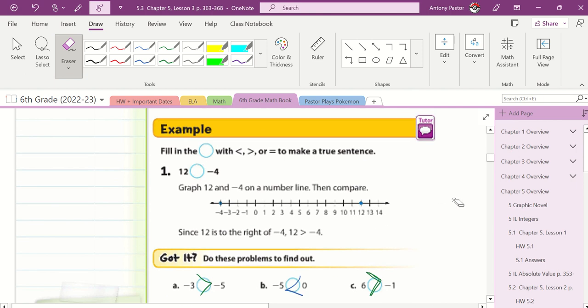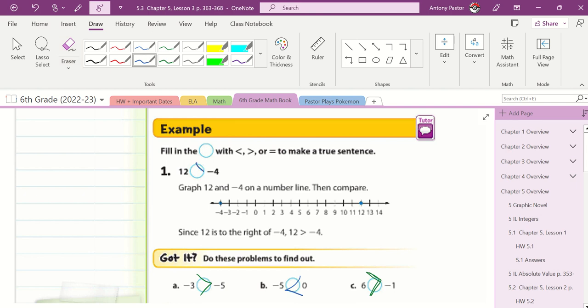Example: fill in the blank or the circle with the greater than, less than, or equal to symbol to make a sentence true. Remember the symbol, the mouth, always opens to the bigger number. Think of it like a hungry alligator that wants to eat the bigger number. It's a horrible picture, but you get the idea.